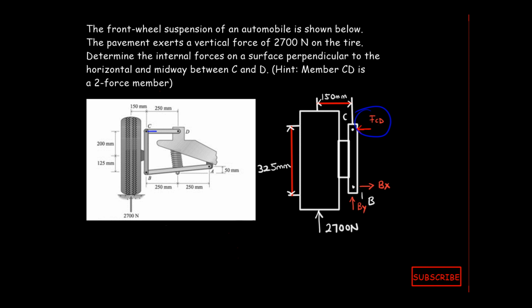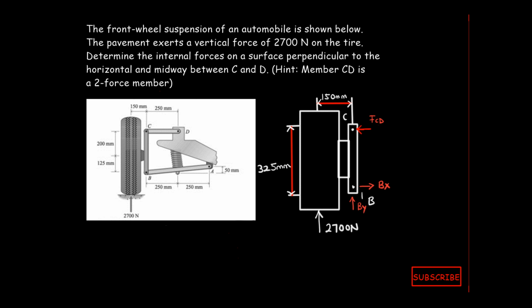The direction was assumed, so you can choose any direction you want. Your answer will tell the actual direction. And then over here too, you have the force at point B. The direction was assumed also. And then this force is at an angle to the horizontal, so it's going to have an x and a y component. That's what this Bx and this By that I have over there. And then I have the 2,700 newton force, which is being exerted on the tire by the pavement. That's the free body diagram.